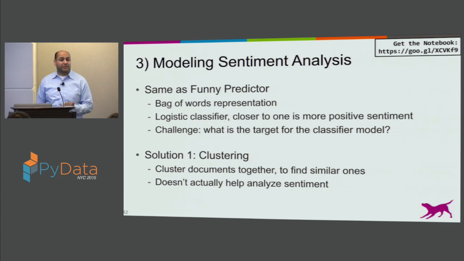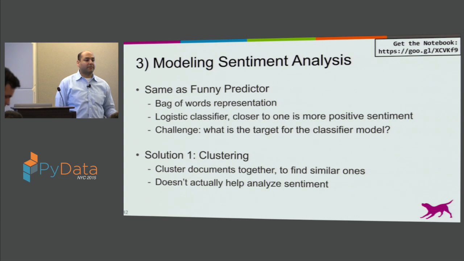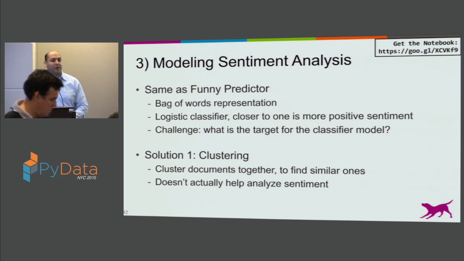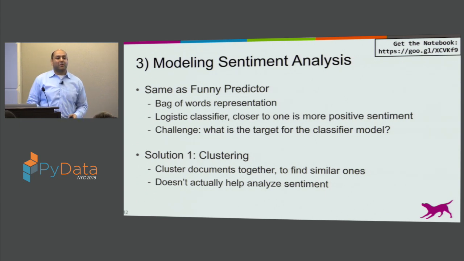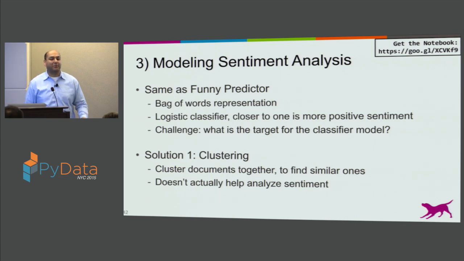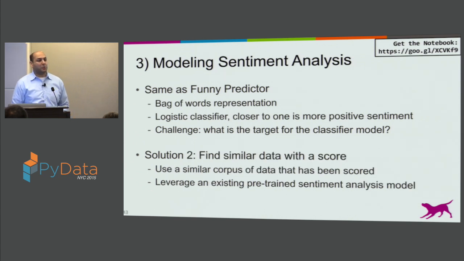One approach could be to cluster. We could try a different modeling technique. Let's cluster documents together and see which documents are similar. And if you want to find out more about clustering, come to Brian's talk later this afternoon. It's all about clustering and using density-based methods for clustering. Unfortunately, if we go down this approach, we don't actually analyze the sentiment. We've just found similar documents. That still doesn't help us with the actual labeling challenge of whether this review and all of its similar reviews are positive or not.